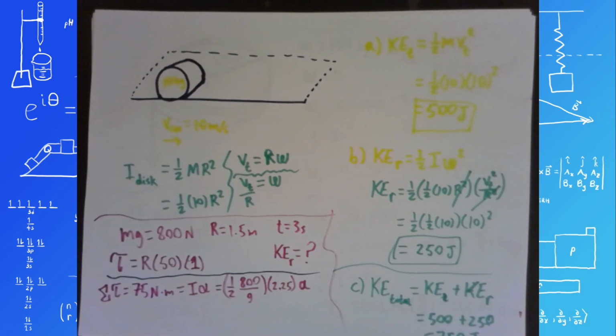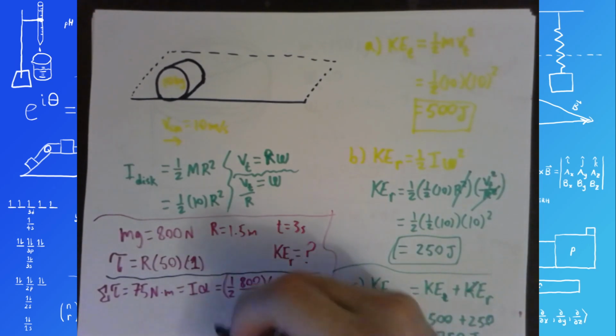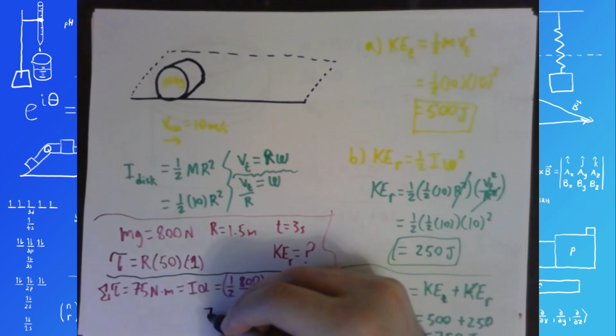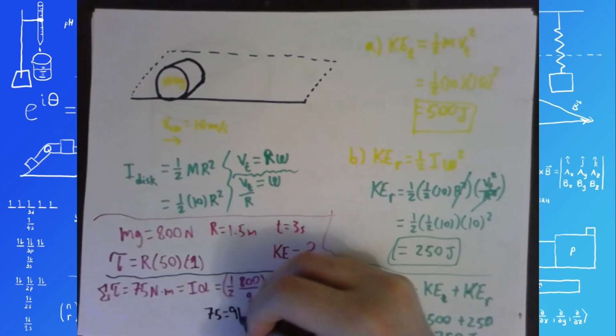Let's see, 1/2 times, I'm looking for any simplifications I can do, but I'm not spotting anything. So 1/2 times 800 is 400. 400 times 2.25, and then over g. So over 9.8 is the value of g, and that's 91.8367. I'll round that to 91.837.